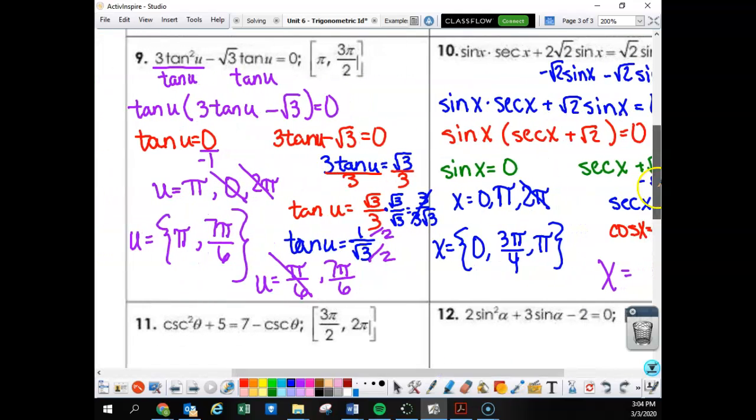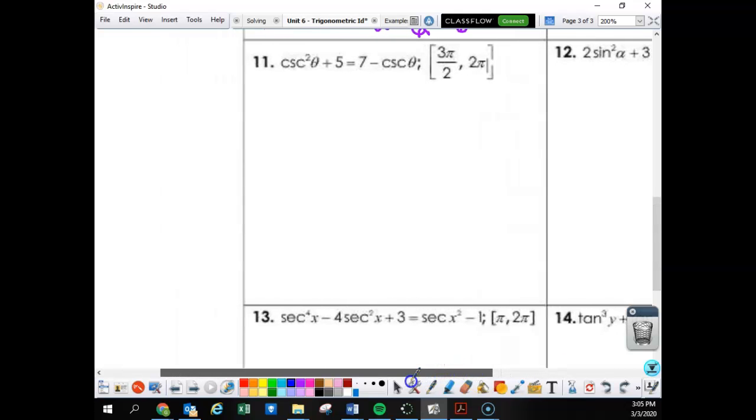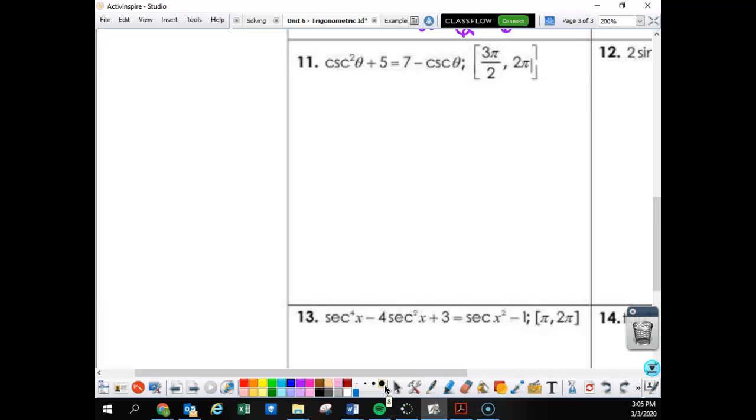Alright, let's look at number 11. So number 11, I'm going to add cosecant and subtract 7. So I'm going to subtract 7, and then I'm going to add cosecant to both sides, because I want this to be equal to 0. Now, cosecant squared and cosecant do not add up together because they're not like terms. So I'm just going to write them next to each other. So cosecant squared theta plus cosecant theta. And then 5 minus 7 would be negative 2. It's going to be equal to 0.